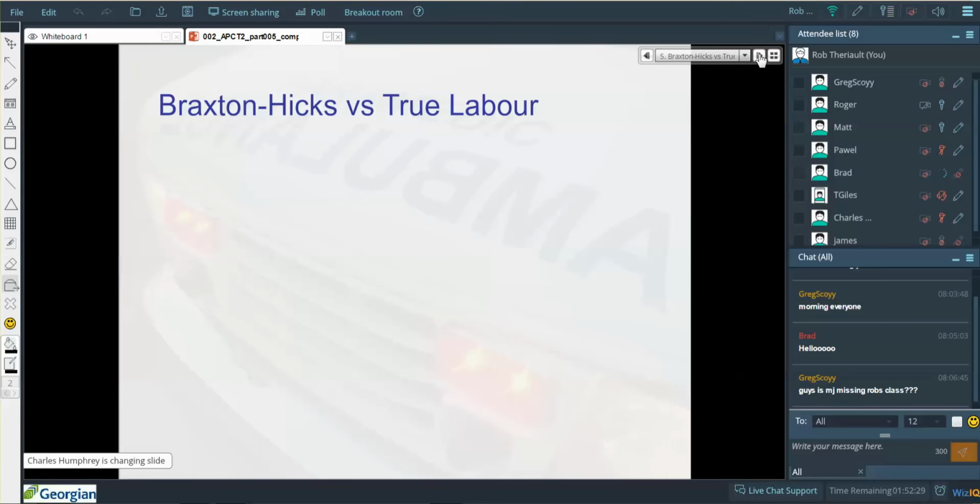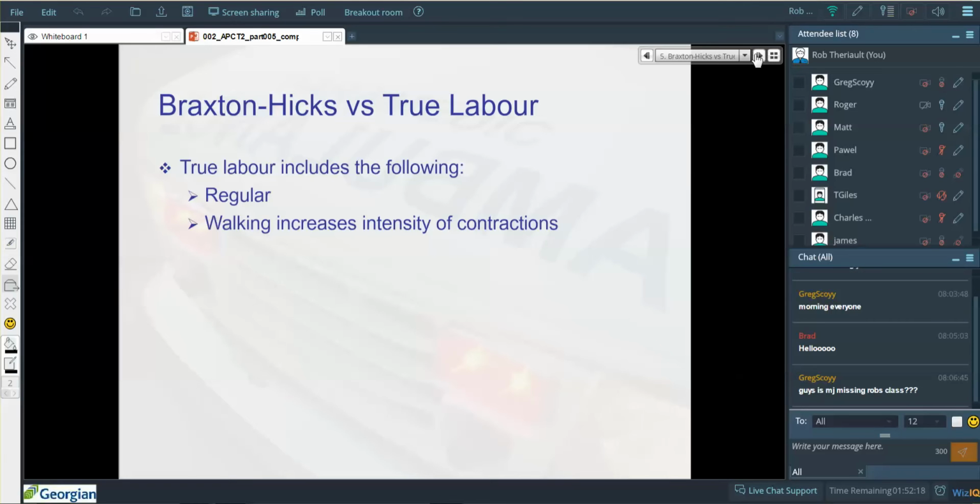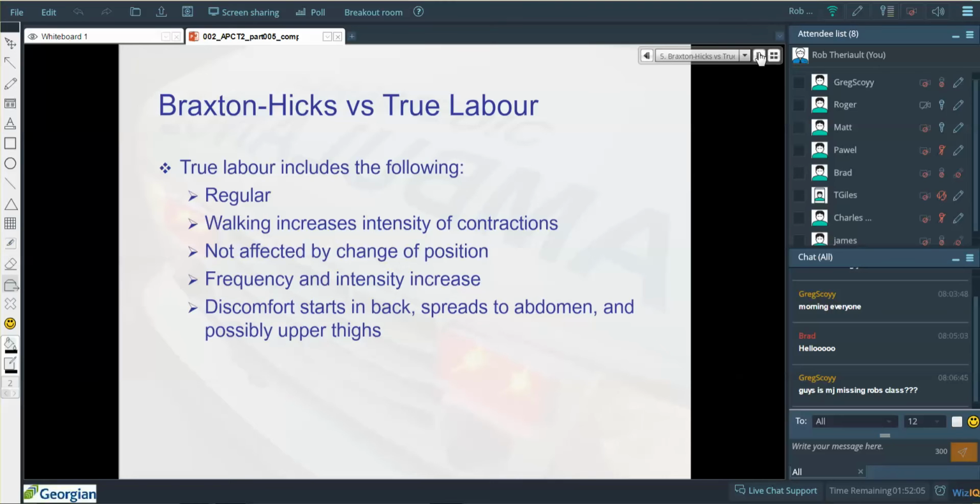as opposed to true labor, in which contractions are more likely to be regular. Walking increases the intensity of contractions. That's often why you see women in labor who are walking around the birthing unit. Not affected by change in position, frequency and intensity increases, and the discomfort oftentimes starts in the back and spreads to the abdomen and maybe the upper thighs.